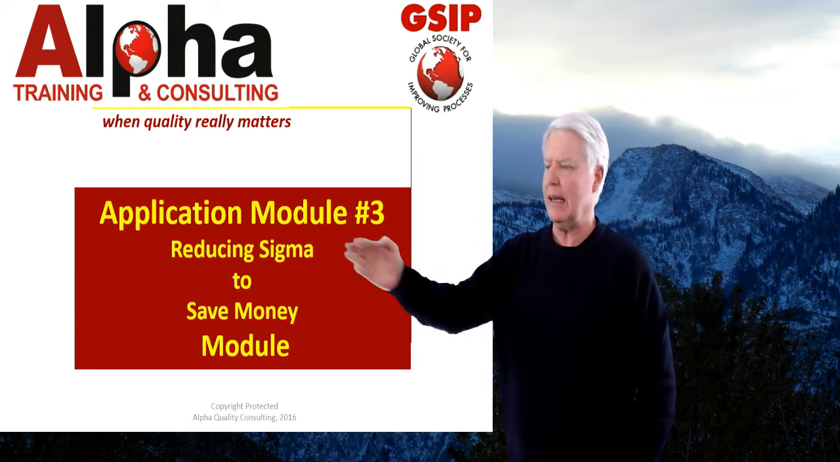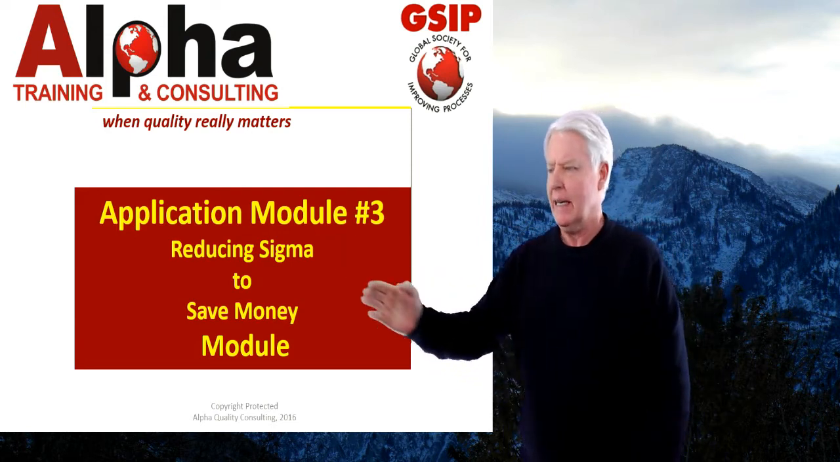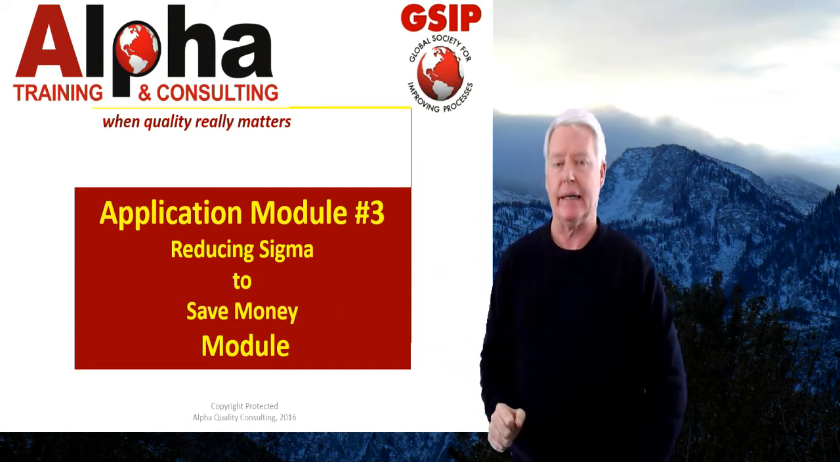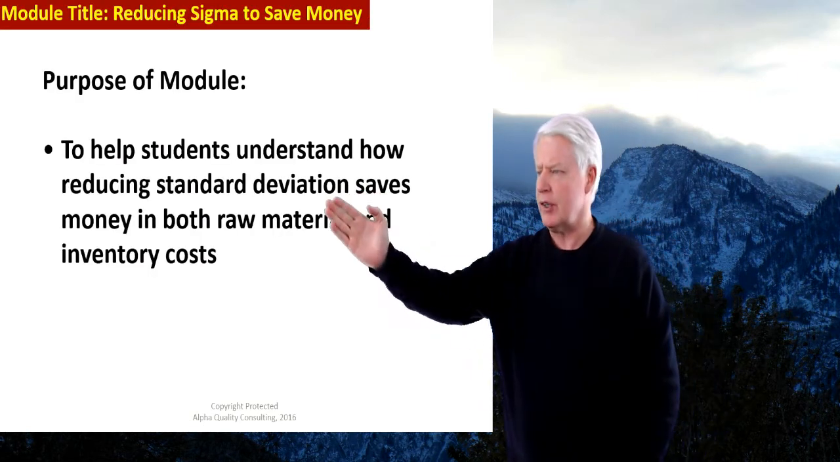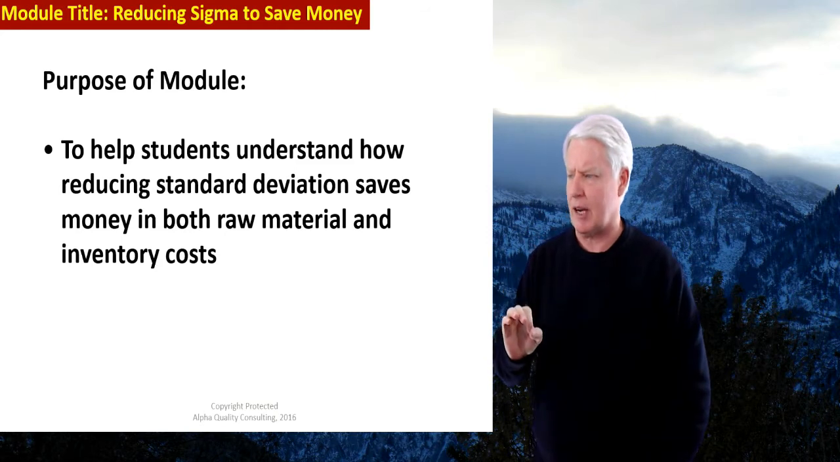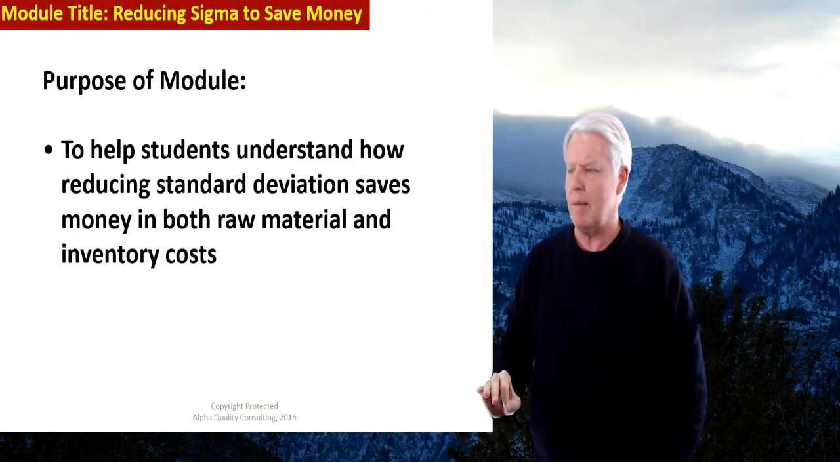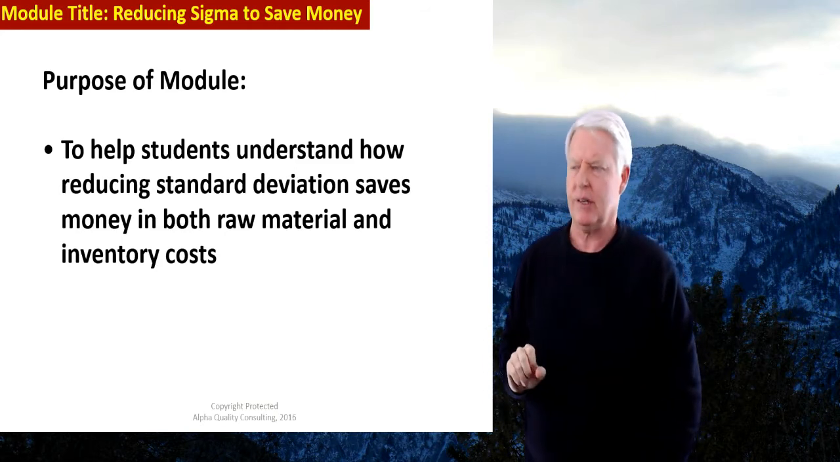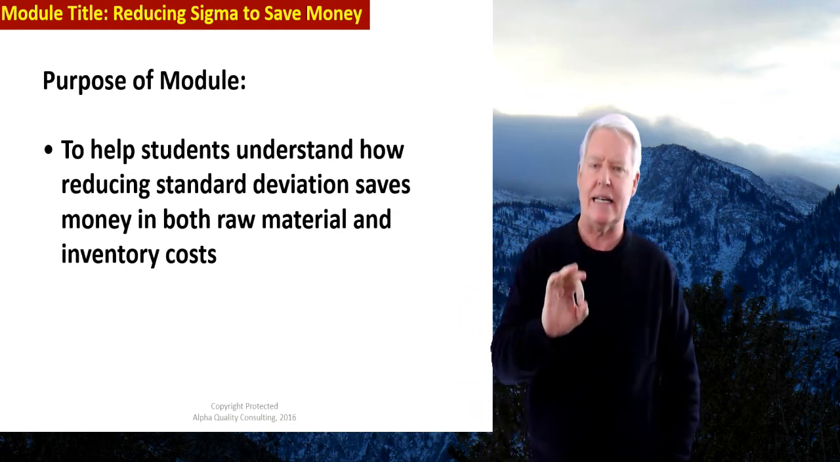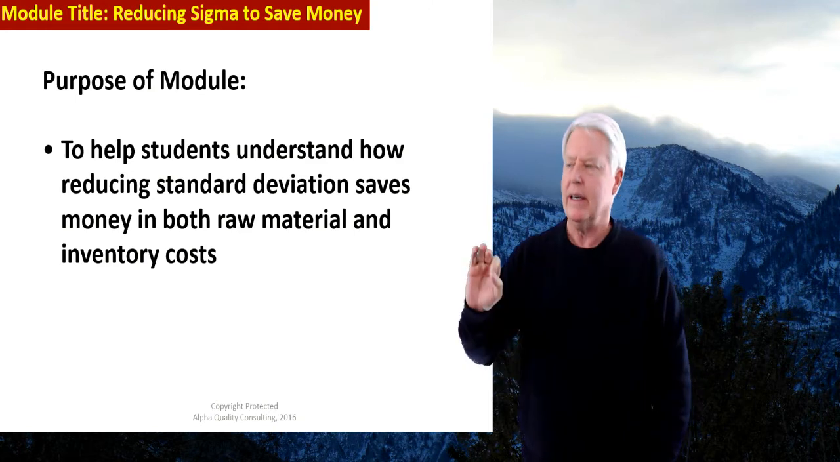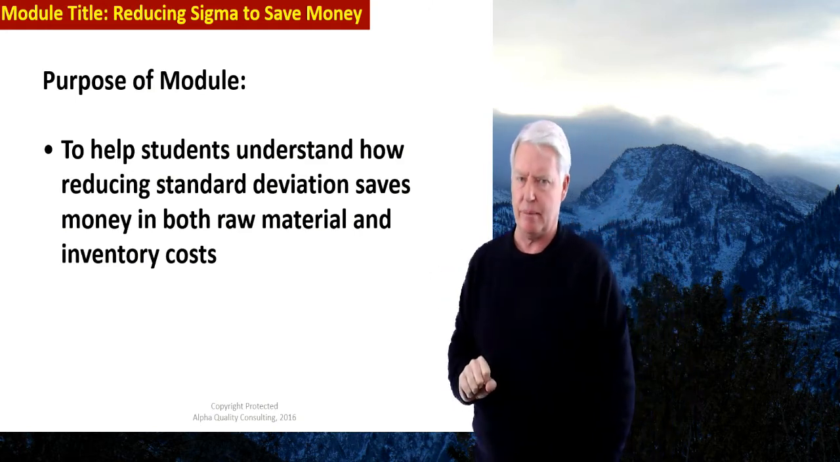Today's module is entitled Application Module 3, Reducing Sigma to Save Money. The purpose of this module is to help students understand how reducing standard deviation saves money in both raw material and inventory costs. And when it comes to these application modules, I take the things that I think are most important and I put them in these application modules.